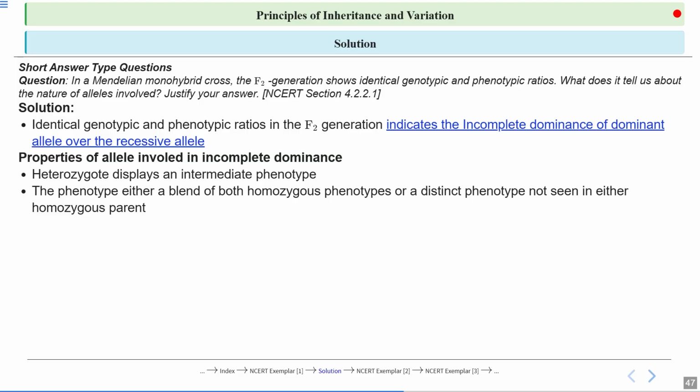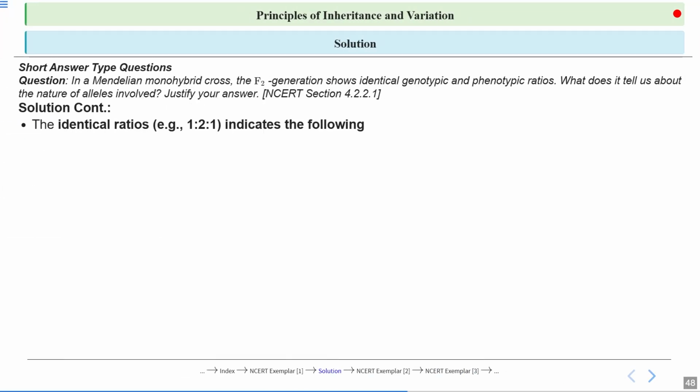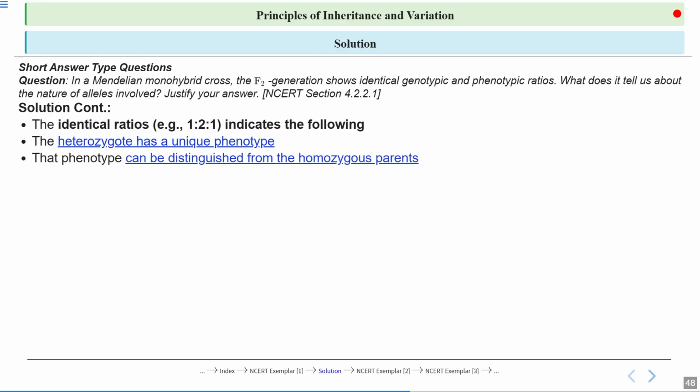Here, the phenotype is a blend of both homozygous phenotypes, or it is a distinct phenotype not seen in either of the homozygous parents. So in the F1 generation, in the heterozygous condition, an intermediate phenotype is observed, and this phenotype is different from both the parents. Clear? You get the ratio of 1:2:1. So both phenotypic and genotypic ratios are 1:2:1. Now the heterozygote has a unique phenotype here, which is the intermediate phenotype. And this is different from both the homozygous parents.